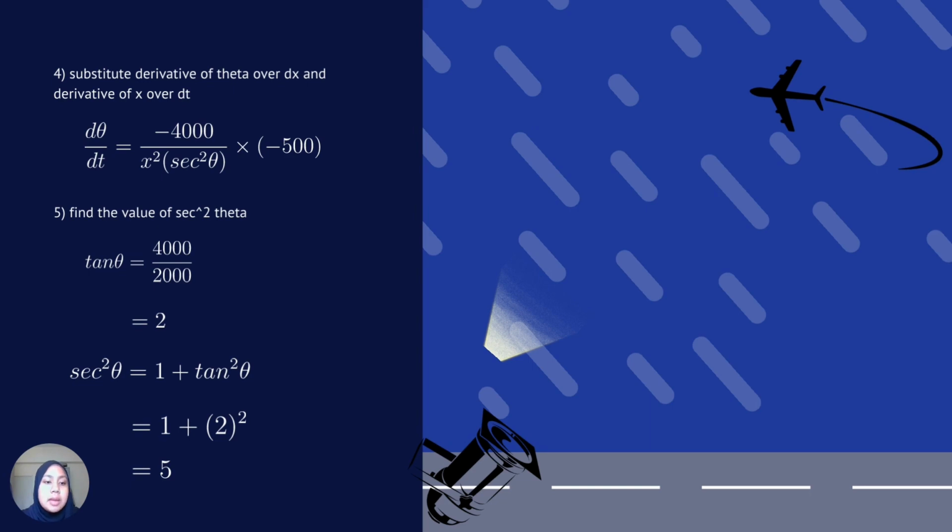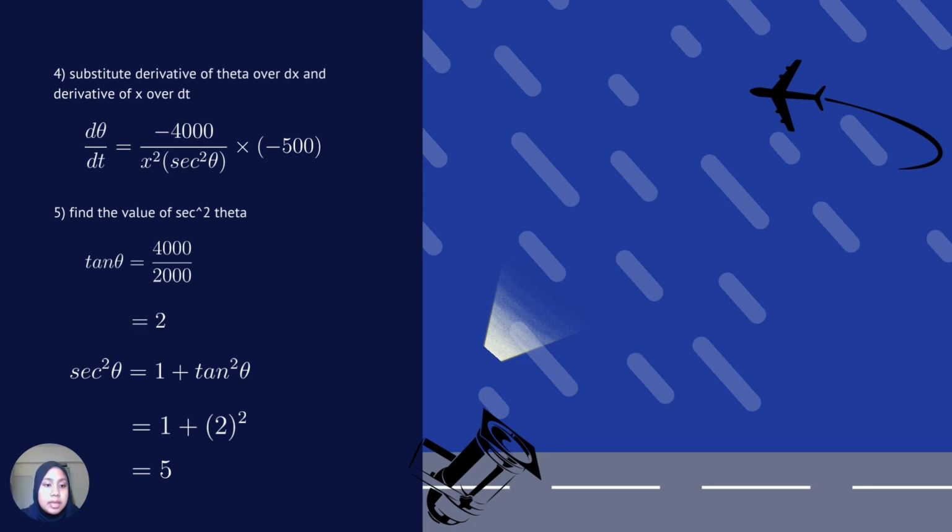So the next step is we need to substitute the derivative of d theta over dx and the derivative of x over dt. So the value of negative 4000 over x squared times secant square theta we have got from the previous slides, and then the value of negative 500 we have got in the question itself.